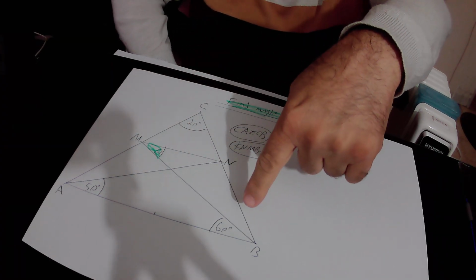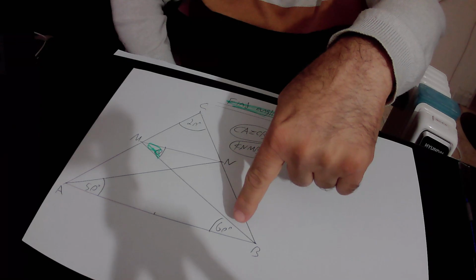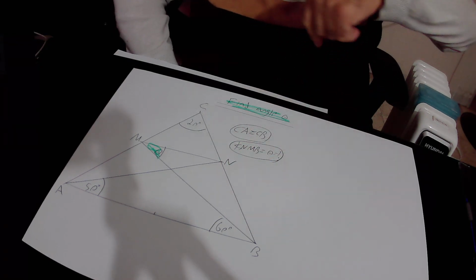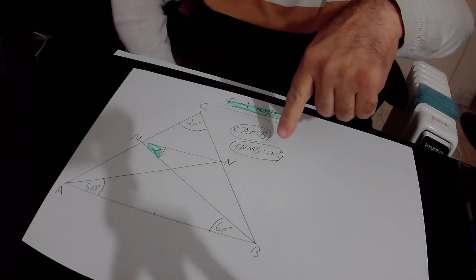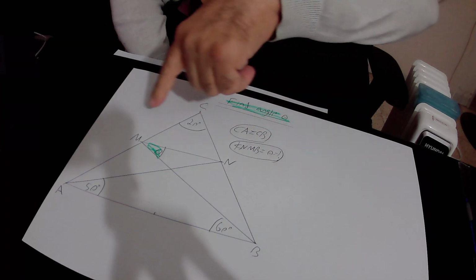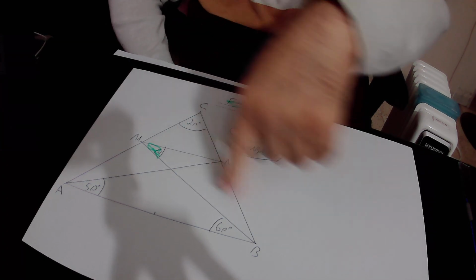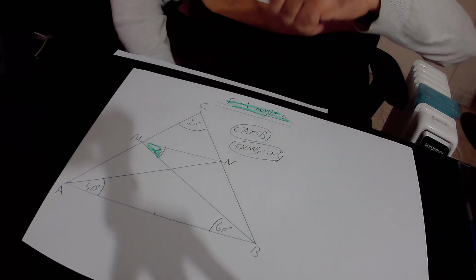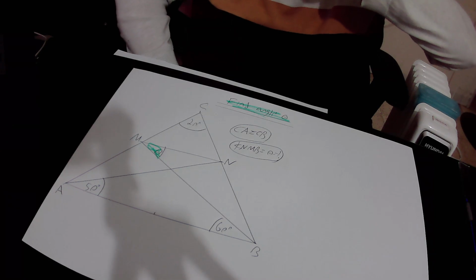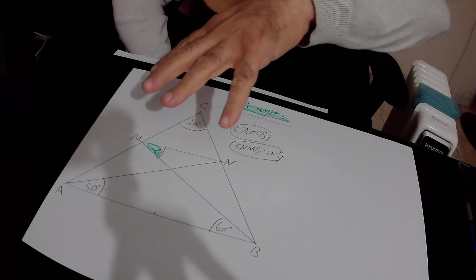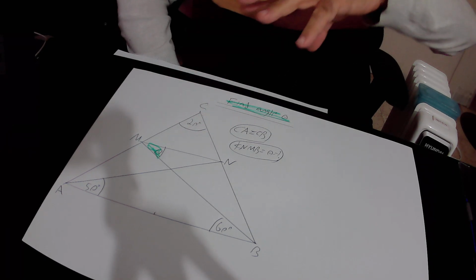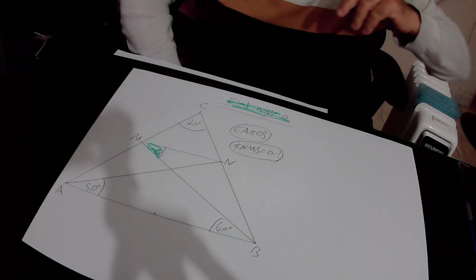Angle ABM equals 60 degrees, and our mission is to find out the size of angle NMB, that is actually equal to angle theta. Okay, so first of all I will copy triangle ABC in a new page, and we will analyze this triangle ABC.